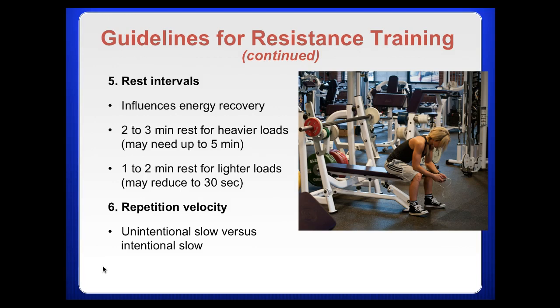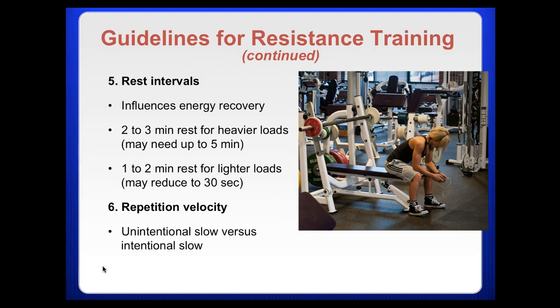Our 6th factor is repetition velocity. So according to our principle of training specificity, gains in our muscular strength and performance are specific to the training velocity. So if we're talking about fast velocity training, it's going to be more likely to see enhances in speed and power than compared to slow velocity exercises.